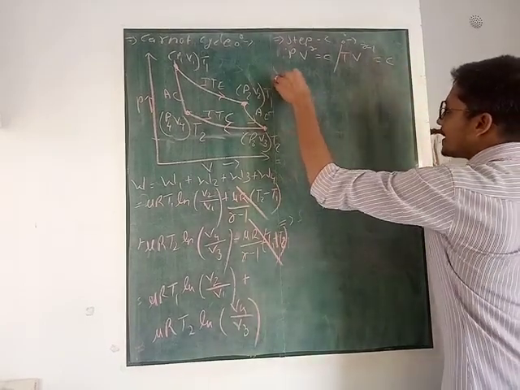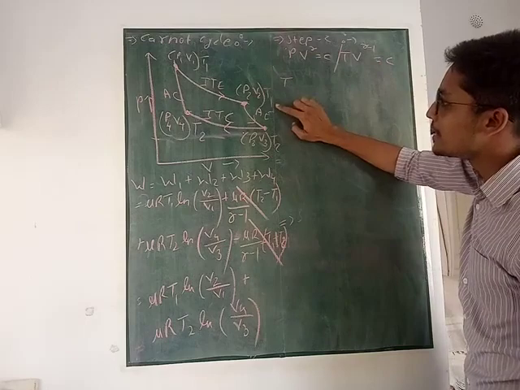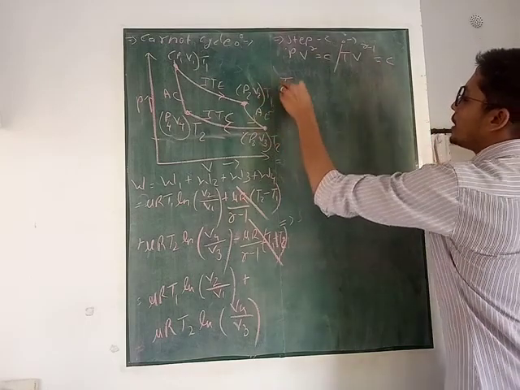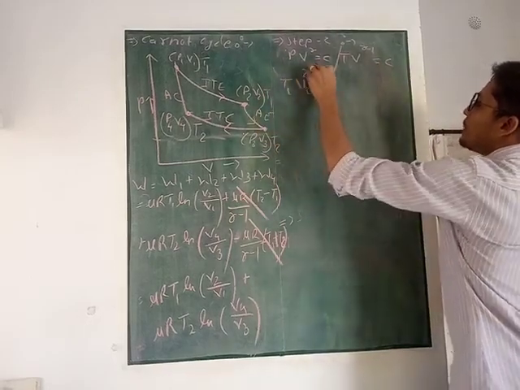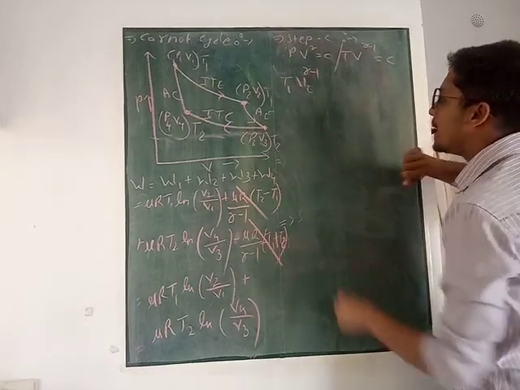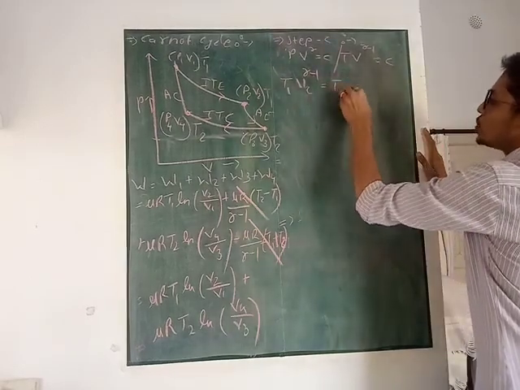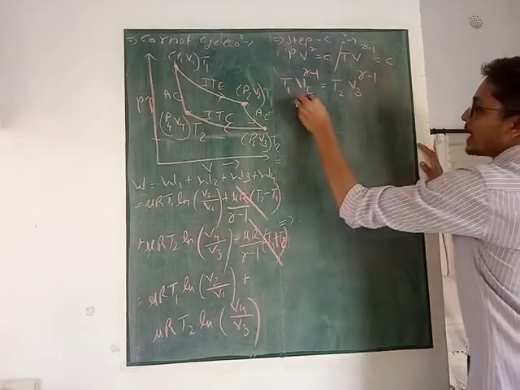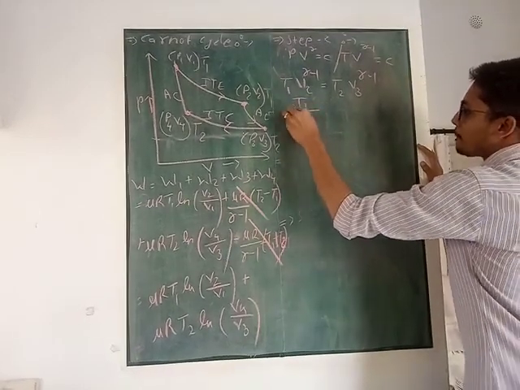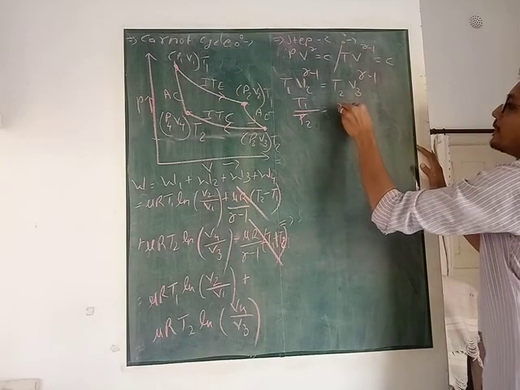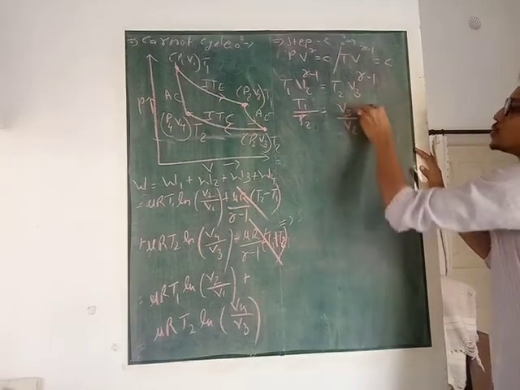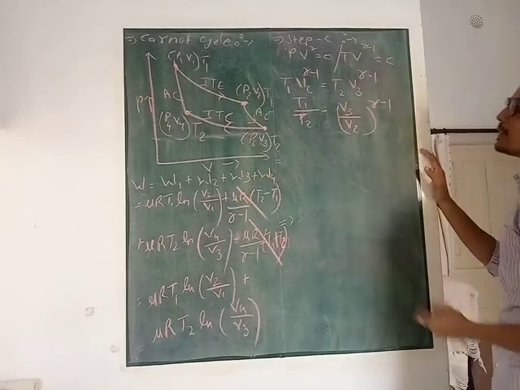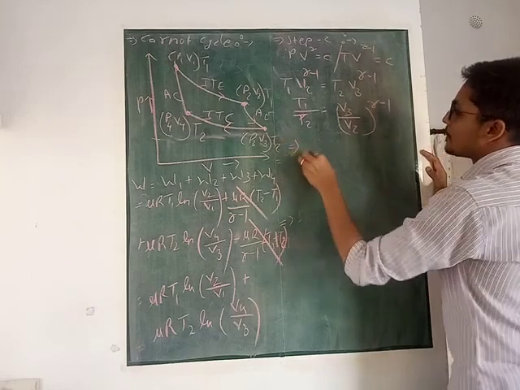So I can write here for the first step: T1 V2 raised to gamma minus 1, and here T2 V3 raised to gamma minus 1. Correct? I am taking out the ratio of T1 by T2. It is V3 by V2 raised to gamma minus 1. Correct?